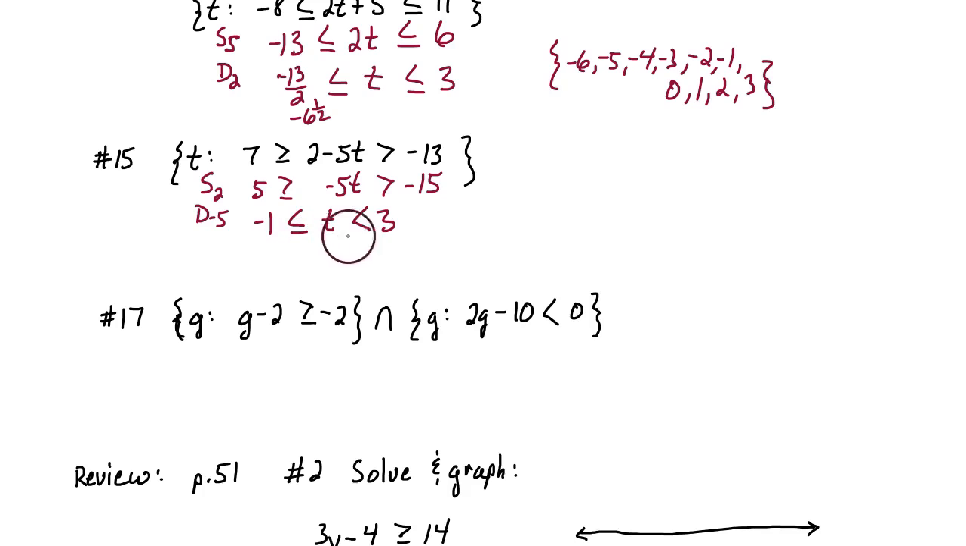Well, this describes the solution, but it doesn't specify by roster. So let's list the integers that satisfy this. The first number that works for t is negative 1, because it says negative 1 can be equal to t. We could also have 0, 1, or 2.